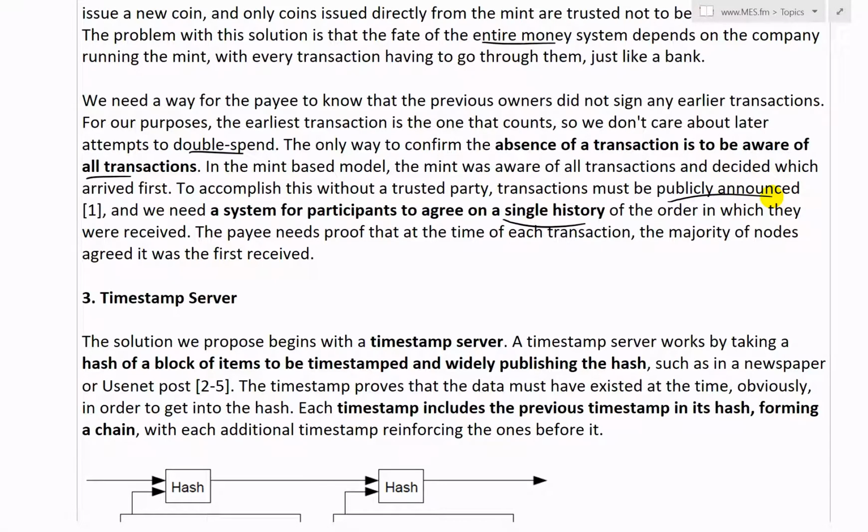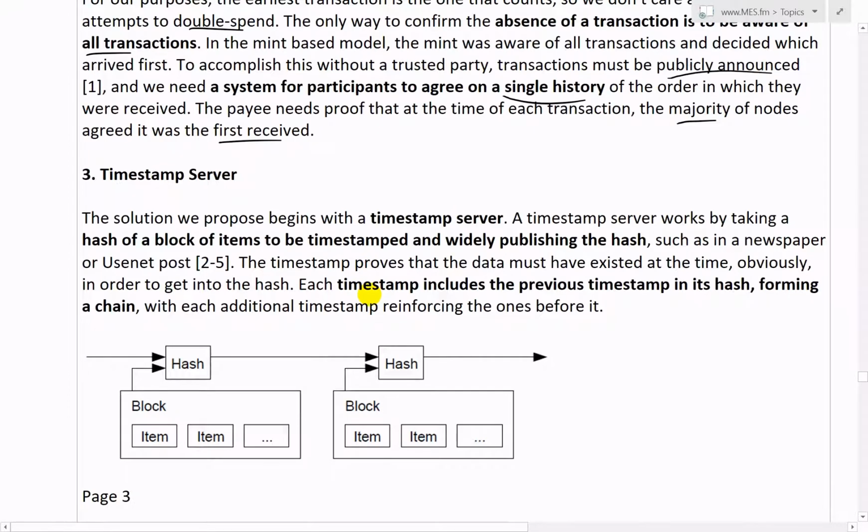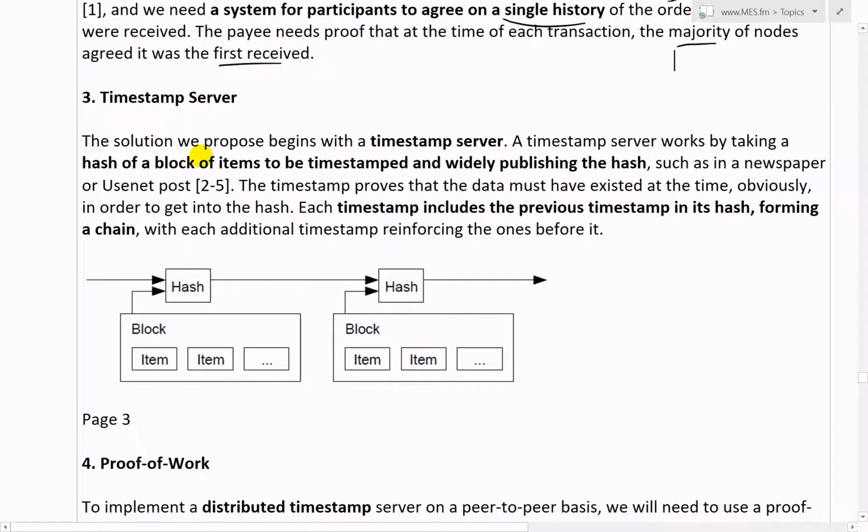The payee needs proof that at the time of each transaction, the majority of nodes agreed it was the first received. So all you need is a majority saying, okay, we have this order here, and we've agreed that this is the order, and that's the order we're going to follow. That's the long blockchain. So, timestamp server.